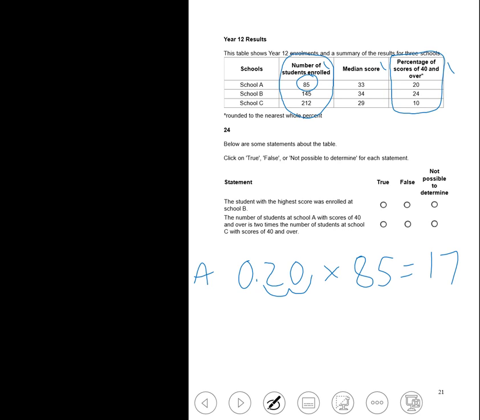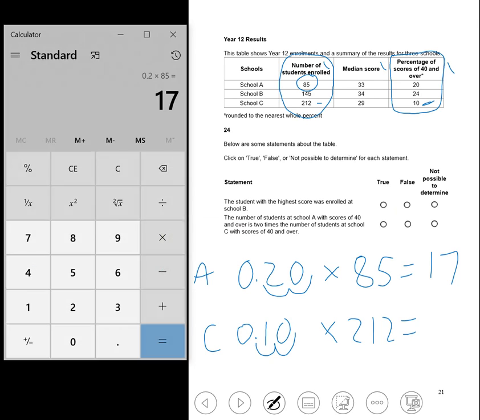Now for school C, we've got a percentage of 10, as we can see here, and we move the decimal place across 2, so it's 0.1, and we multiply that by 212. That's how many students they have. So 10% of their 212 students got a score of 40 and over. Then we just need to put it in 0.1 times 212. It's about 21 students.